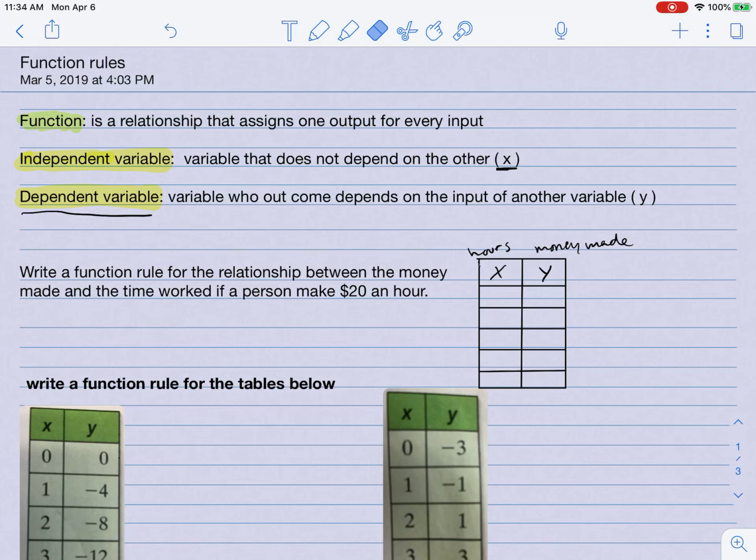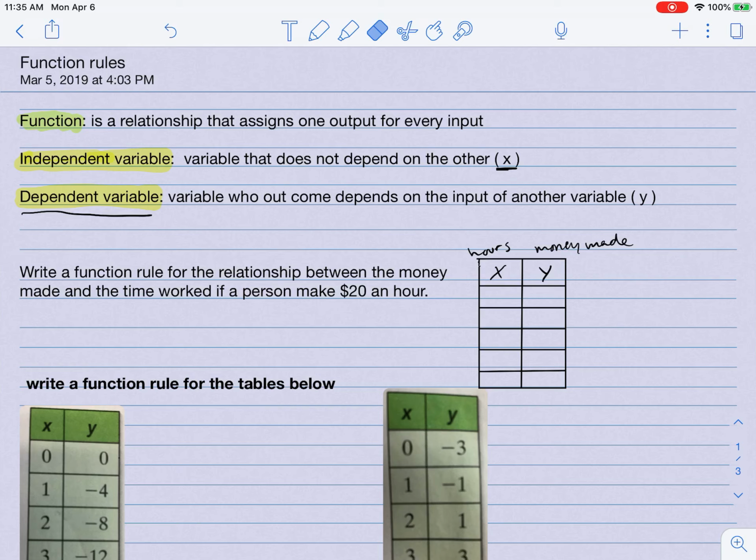All right, now we're going to look at function rules. Function rules are similar to the sequence rules that we just covered. So like writing a variable expression, a function is going to be an expression just using y and x to describe the situation. Okay, now a function rule is a relationship that assigns one output for every input. So we put in a value for our x variable and we only get one value for our y.